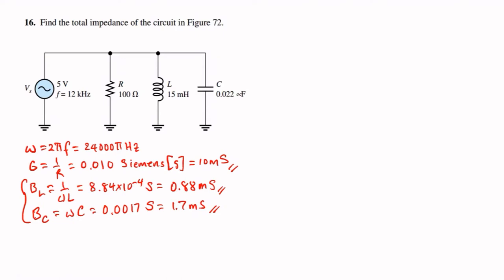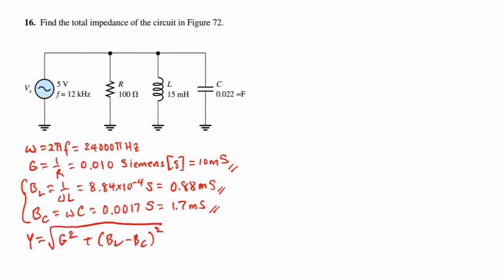We see that the capacitive susceptance is greater than the inductive susceptance, which means that this parallel circuit is more capacitive than inductive. We also expect that the phase angle will be in the first quadrant. Okay, let's take a look if that's correct. So the admittance we can easily solve by simply taking the square root of G squared plus (B sub L minus B sub C) squared.